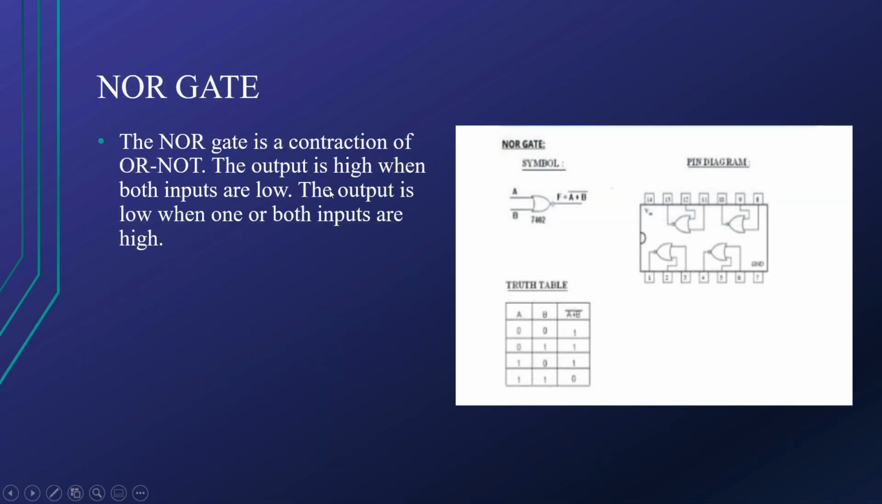Now we are going to see NOR gate. NOR gate is a contraction of OR and NOT. The output is high when both inputs are low, and the output is low when both inputs are high. This is the symbol of NOR gate, and this is the pin diagram. In this, when you give input as 0 0, you will be getting 1, and when you give 0 1, you will be getting 0, 1 0, you will be getting 0, and when you give 1 1, you will be getting 0. NOR gate is nothing but the complement of OR gate.